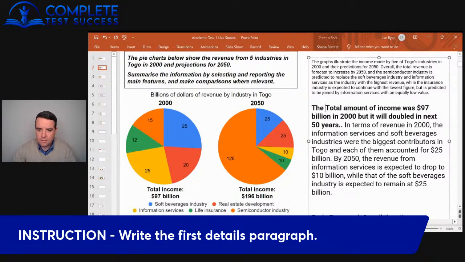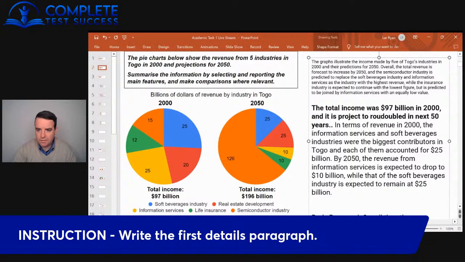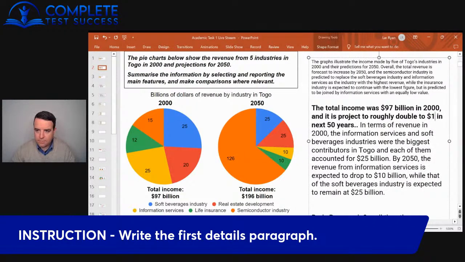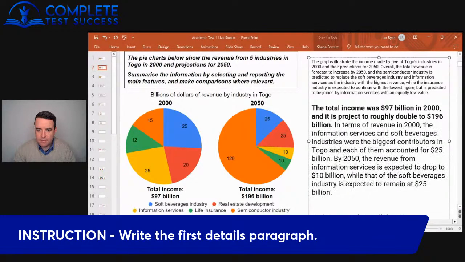So let's just tidy up those few little mistakes. Okay, the total income was 97 billion in 2000. And we wouldn't say but. I would be expecting something negative, but if it grew, that's a good thing. And now we don't say will because of this type of prediction. We'll say, and it is projected to roughly double to $196 billion, and not in the next 50 years, but let's just write the year, it's clear, by 2050.